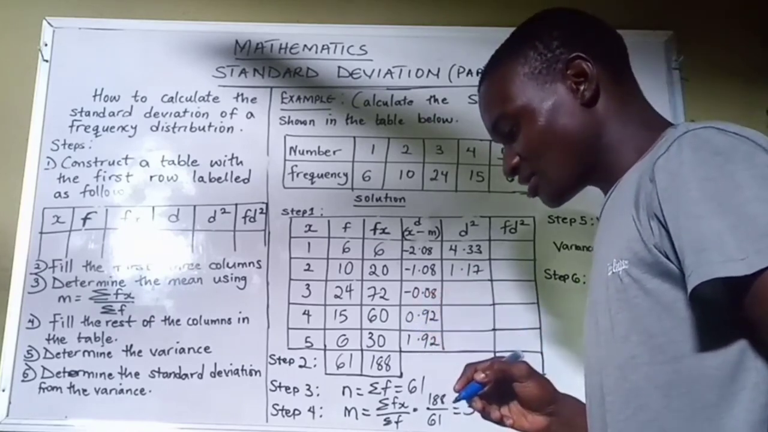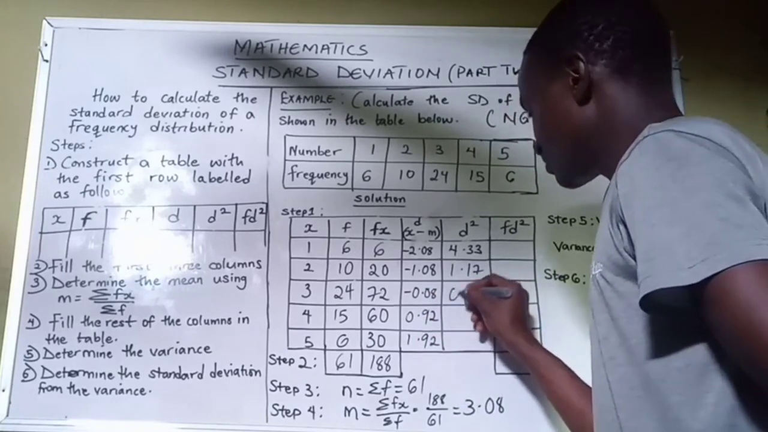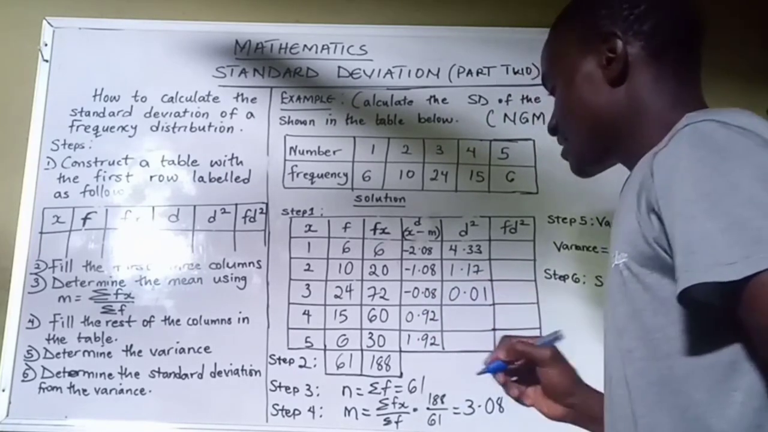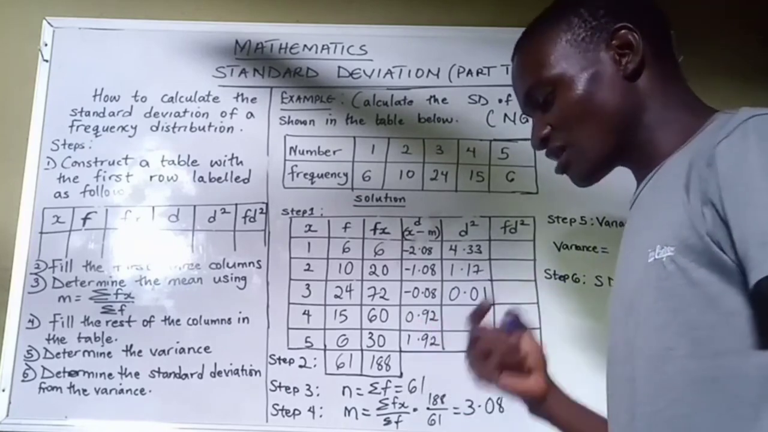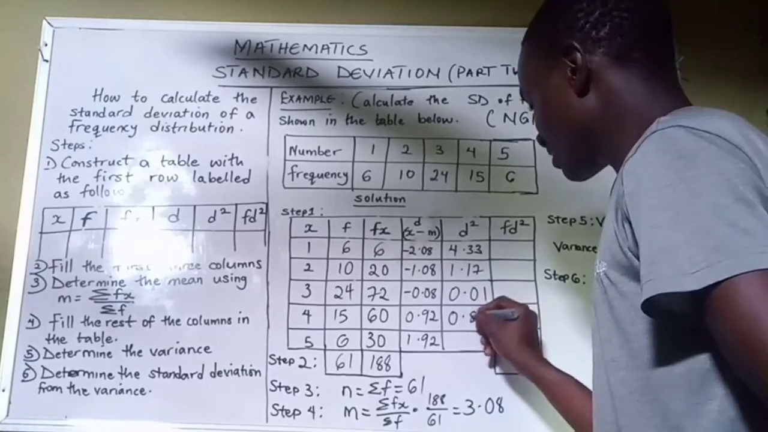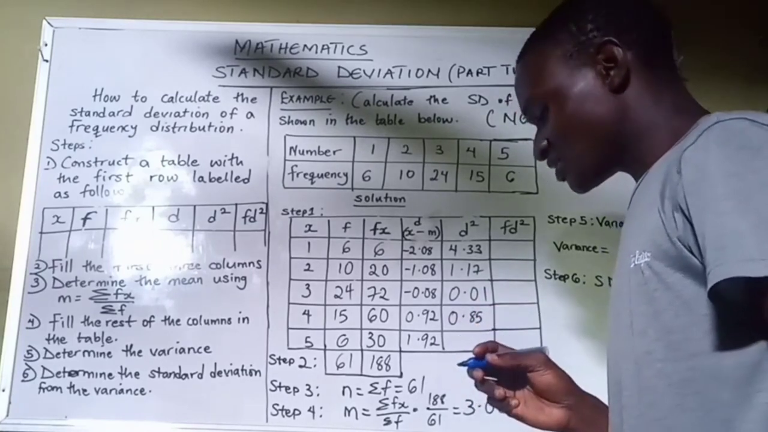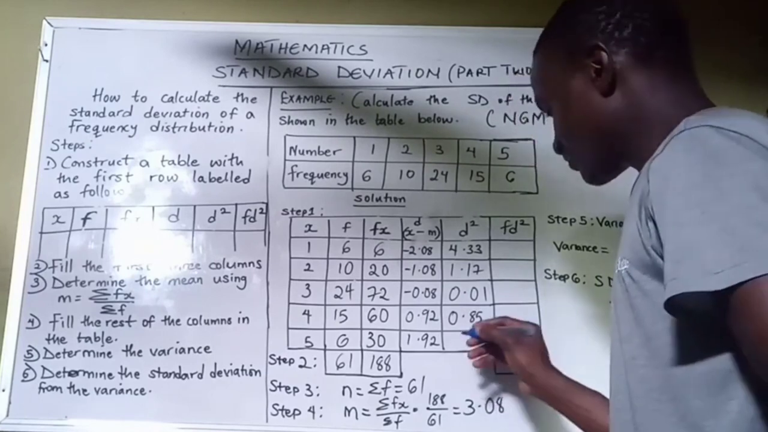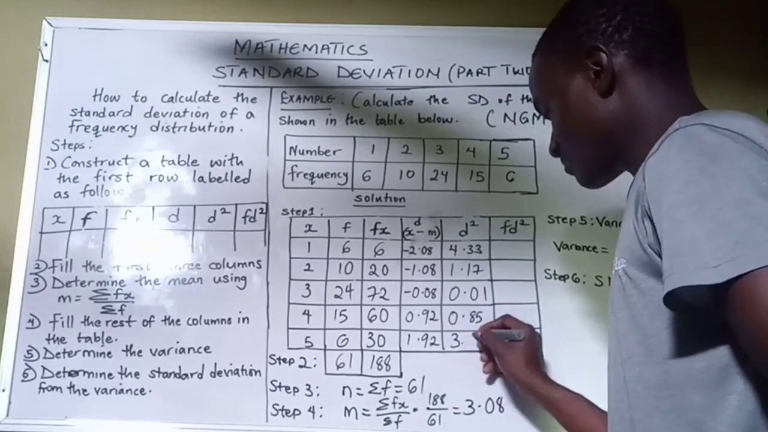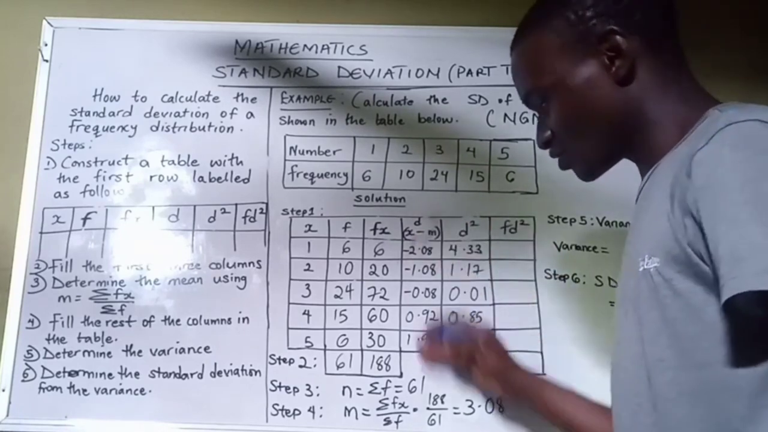The next one, minus 0.08. The square of this will give us approximately 0.01, and the square of 0.92 will give us approximately 0.85. And the last one, the square of 1.92. When we square that, we get approximately 3.67. These are the squares of what you have here.